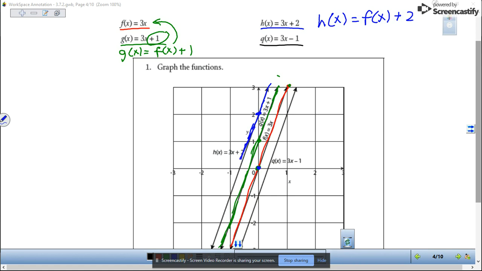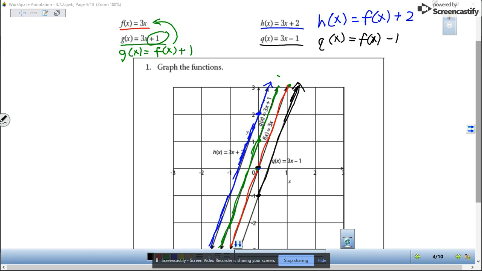And we still have the same slope. Notice it does not affect my slope. It only affects my y-intercept. Okay? And then lastly, the last one here, if I had done q of x, that would be the original f of x minus 1. So we started at our f of x spot, and we go down 1 unit, and we keep that same slope.